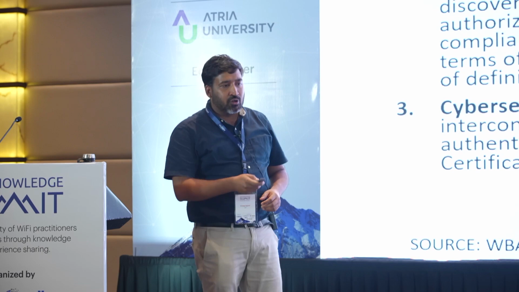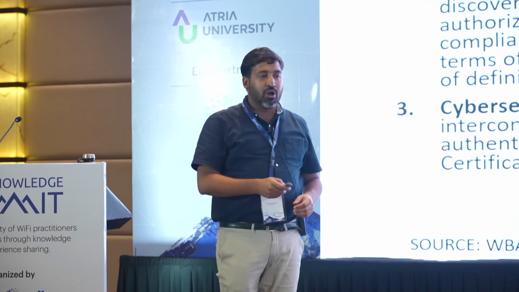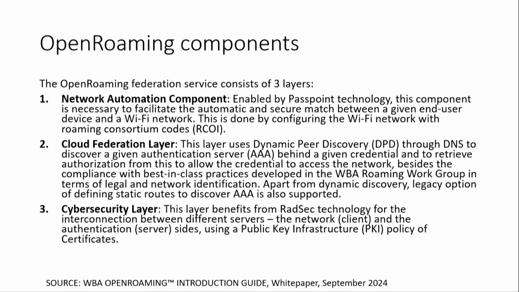So OpenRoaming actually contains these three major blocks. One is the network automation component, which we discussed through 11u, and then the Passpoint technology using RCOI. Second is the cloud federation layer. Now, as the number of entities is going to increase in the federation, thousands of identity providers, thousands of access network providers, how to manage their communication, right? If we manage that communication as a static communication, the network will not be able to scale. So there they have brought up dynamic peer discovery.